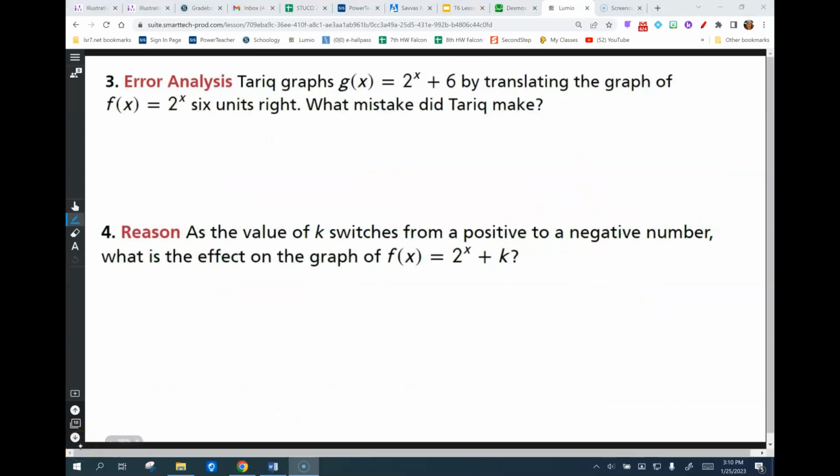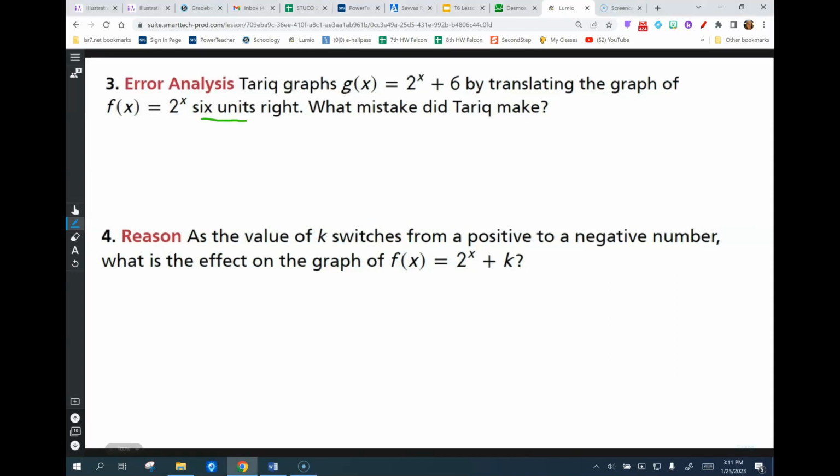So for number 3, error analysis. Tyreek graphs g of x is equal to 2 to the x plus 6 by translating the graph of the parent function, 2 to the x, 6 units to the right. What mistake did Tyreek make? Well, we notice that it's a plus 6. When it's a plus 6, this is going to be up and down. And it's going to be up 6, not to the right 6. So he should have shifted up 6, not right or left.